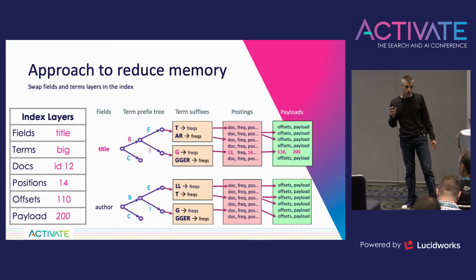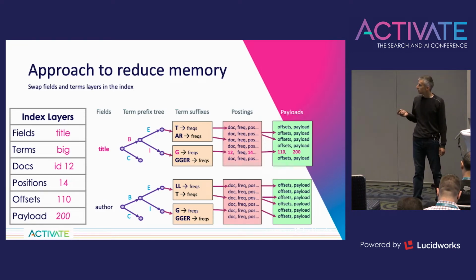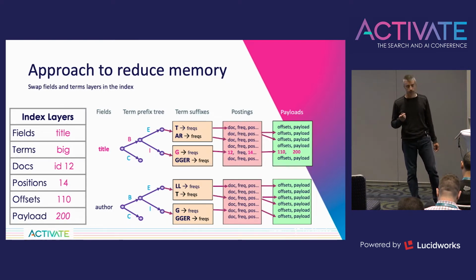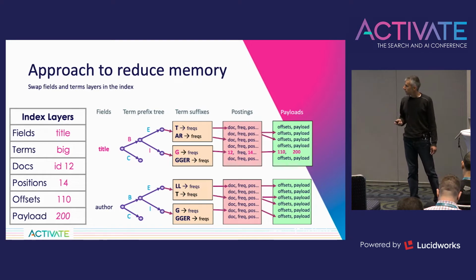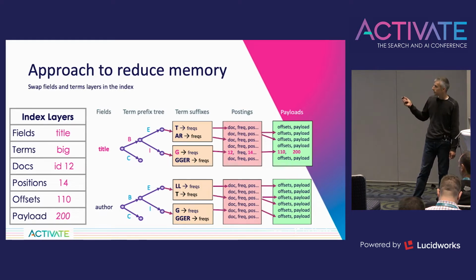So we needed an approach first to reduce the memory. Let's have a look at the structure of the Lucene inverted index. On the left, the index layers, ordered from top to bottom. And on the right, the index structures corresponding to the layers, either in memory or on disk.